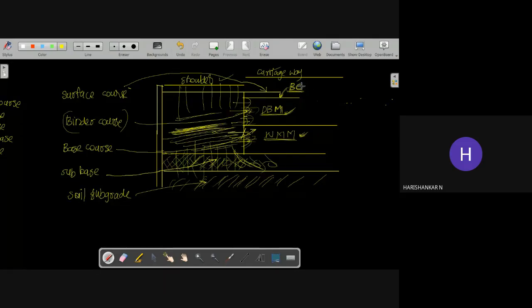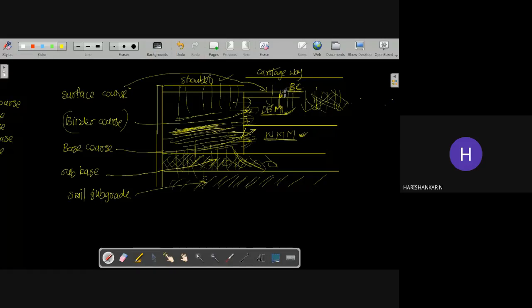That means it should not allow water penetration. If it allows water penetration, then definitely water will enter. So here you can use bituminous carpets also. Bituminous carpets means the readily available carpets, and you have to heat the carpet and put it on the road, and you have to apply pressure so that it will not make any water penetration. It will make a seal in between the atmosphere and the inner layers. So it will not allow any water penetration. That is the surface course.